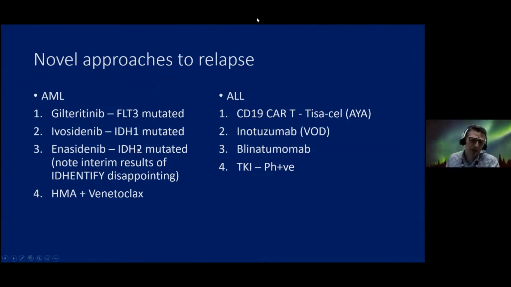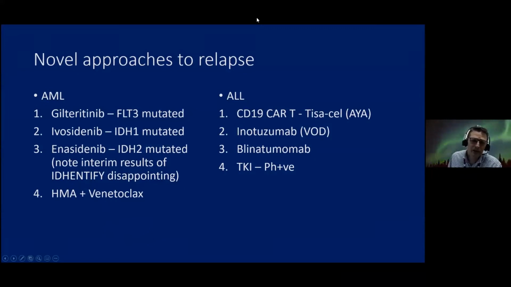IDH inhibitors show great promise and great tolerability, although again there is a caution here, that more recent randomized placebo-controlled data has been disappointing from the IDHENTIFY study. And we also have hypomethylating agents with venetoclax. Again, whilst this is an encouraging combination with better response rates, the tolerability in patients post-transplant remains an ongoing challenge.